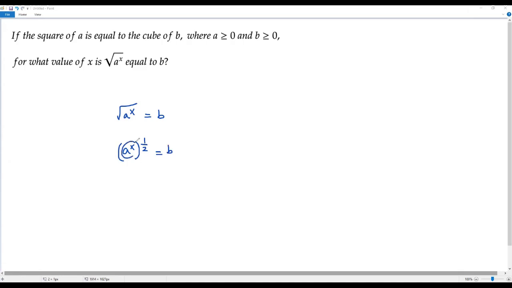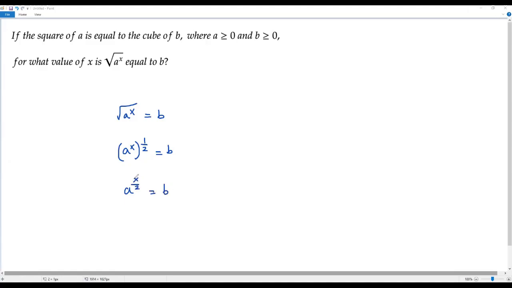Okay, here a power is raised to another power. Whenever a power is raised to another power, we can multiply the two exponents using the power of a power rule. Then we get a to the power of, when I multiply x and 1 over 2, I have to multiply this x and the numerator 1. That is, I am getting x over 2 equals b.